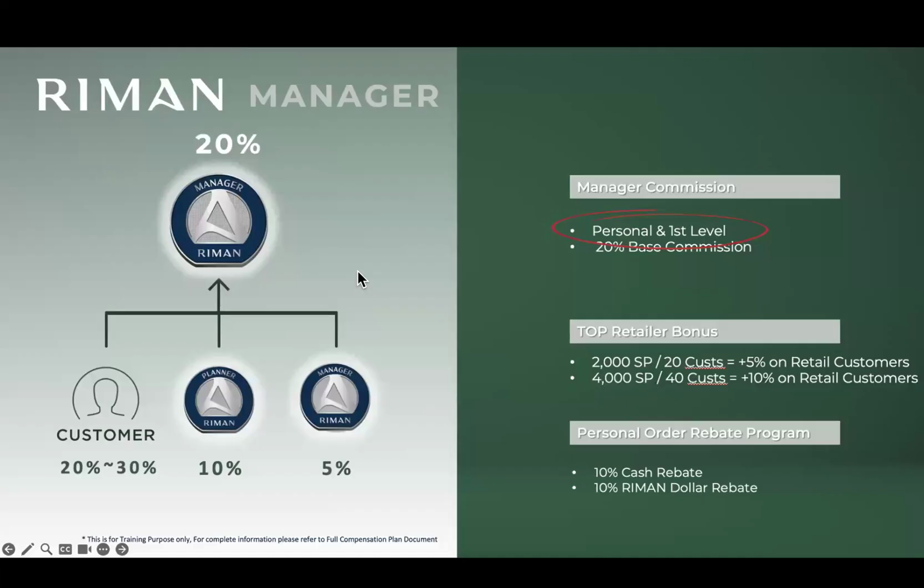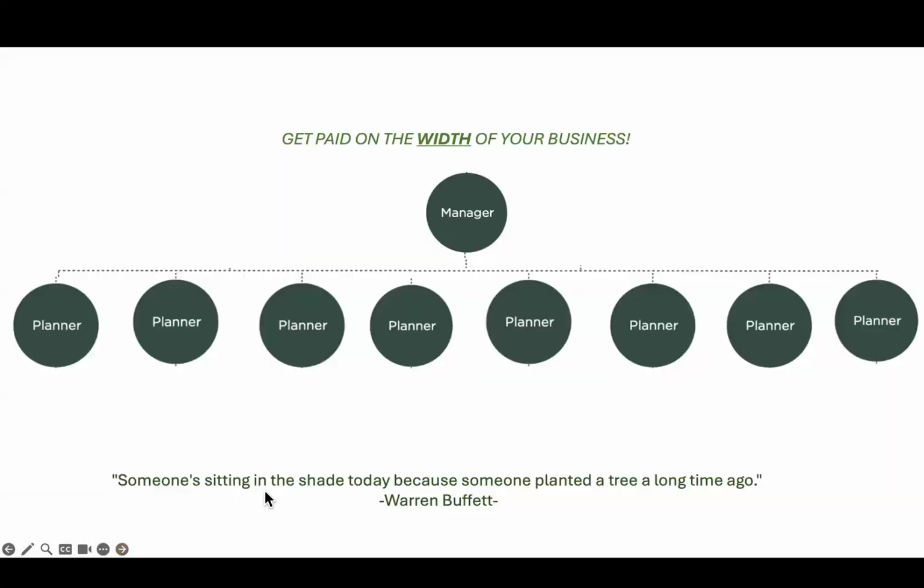But here is a nuance that I want you to pay attention to right here. You see personal and first level. Remember I said compensation drives behavior. A comp plan is promising to pay you money as you do the behaviors and the work, right? So what the comp plan is asking us at the manager position is to focus on your personal sales and build your first level, because you're only getting paid on your level 1. So when you go from planner to manager, what you're really going to be focused on is going wide, getting paid on the width of your business.